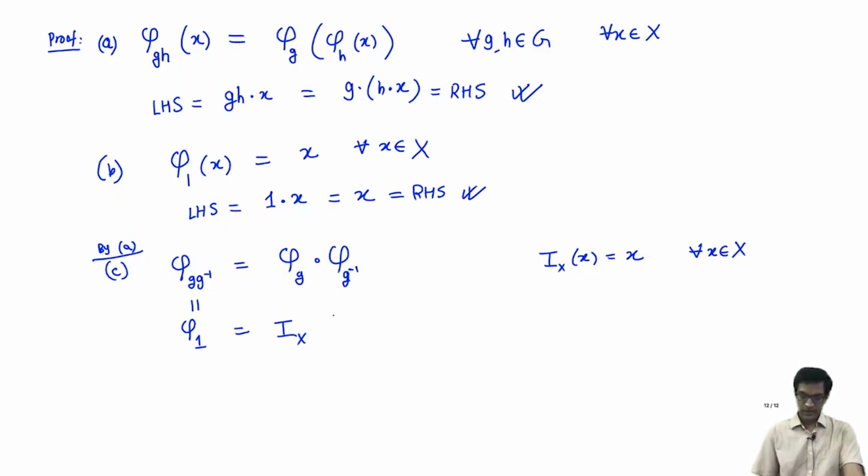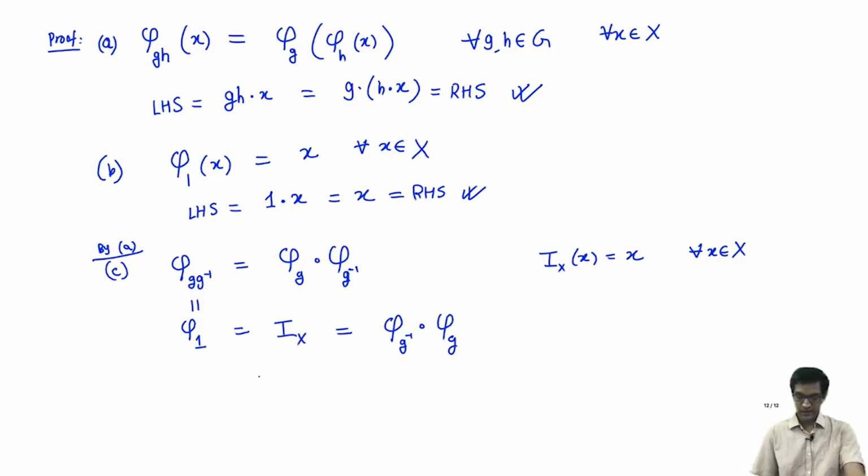So what does this mean? It says that if I take the composition of phi g with phi g inverse, I just get the identity. And similarly, this is also equal to phi g inverse composed with phi g. I just repeat the same argument that I just did. So what does this give us? Why are we doing all this?